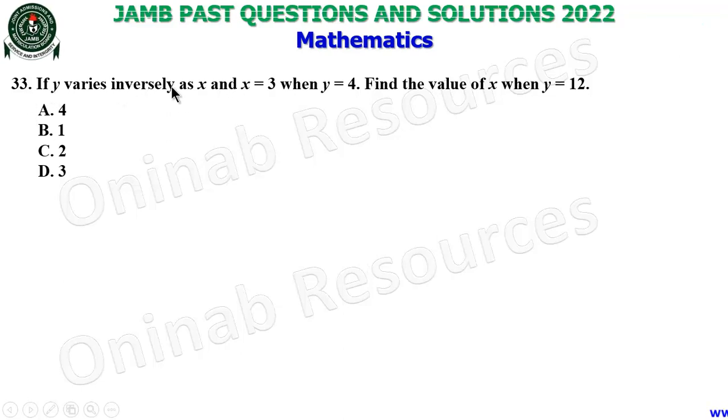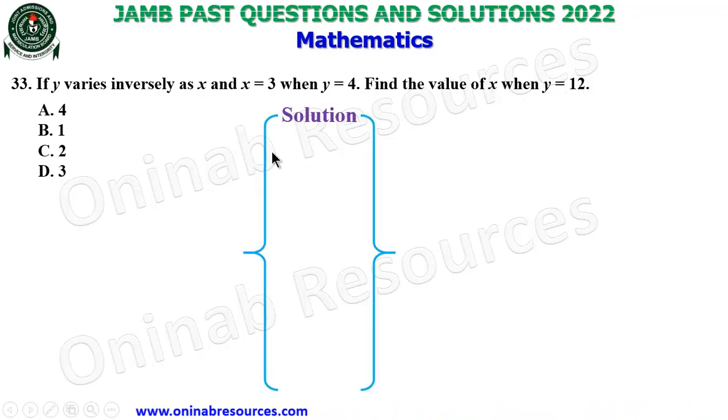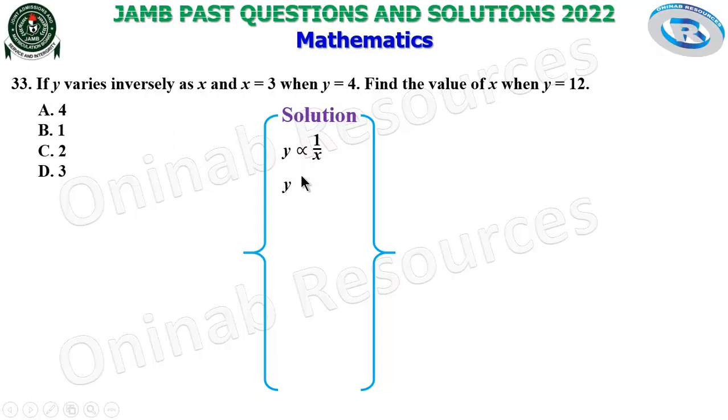If y varies inversely as x and x is equal to 3 when y is 4, find the value of x when y is 12. So this is inverse variation. y varies inversely, that's going to be 1 over x. So that y is equal to k over x. We can then have it as k is equal to xy. So our k is going to be 3 times 4, which gives 12.